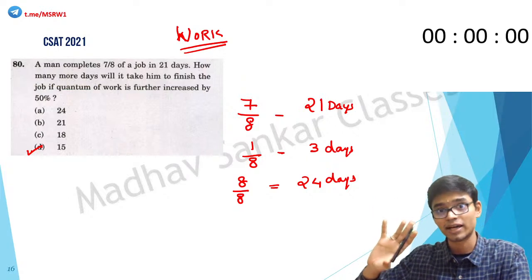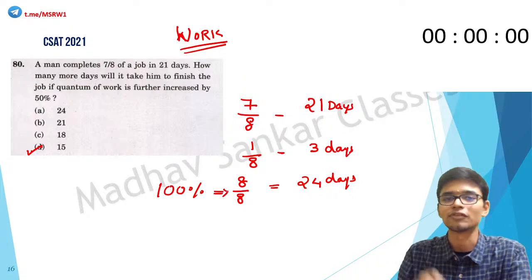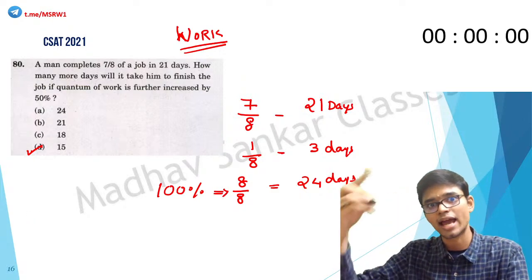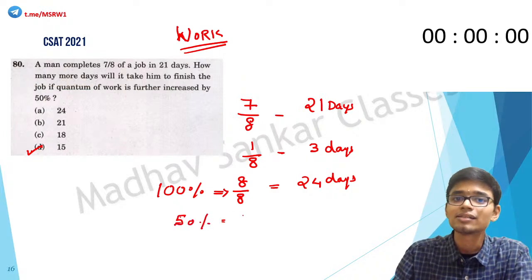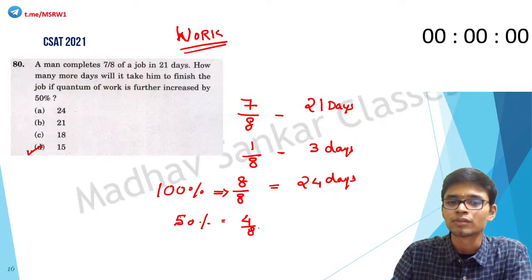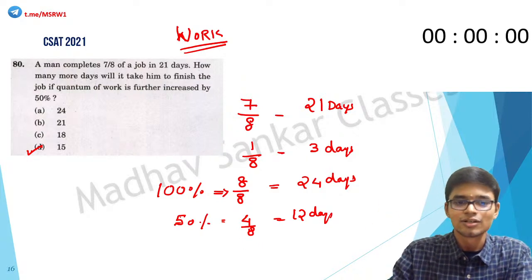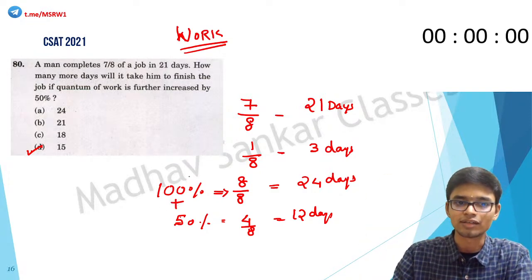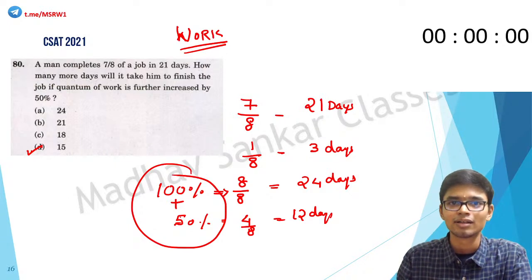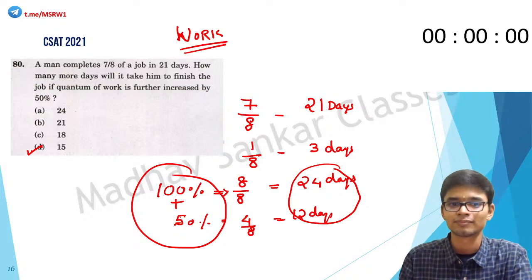Okay, again the work is increased by 50%. So this is 100%. The complete work, 100%, is 8/8, that is 24 days. So now again 50% more is added to this. So what is 50% of 8/8? That is 4/8 or 1/2. This is equal to 12 days, right? 50% of 24, correct? So in order to complete the full work, that is 100 plus 50, 150 percent of the work, he will take how many days? 36 days, 24 plus 12, correct?